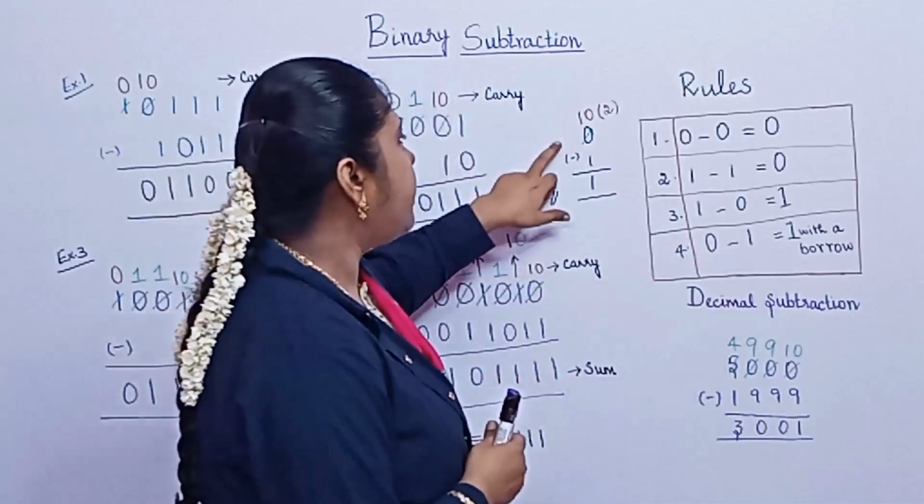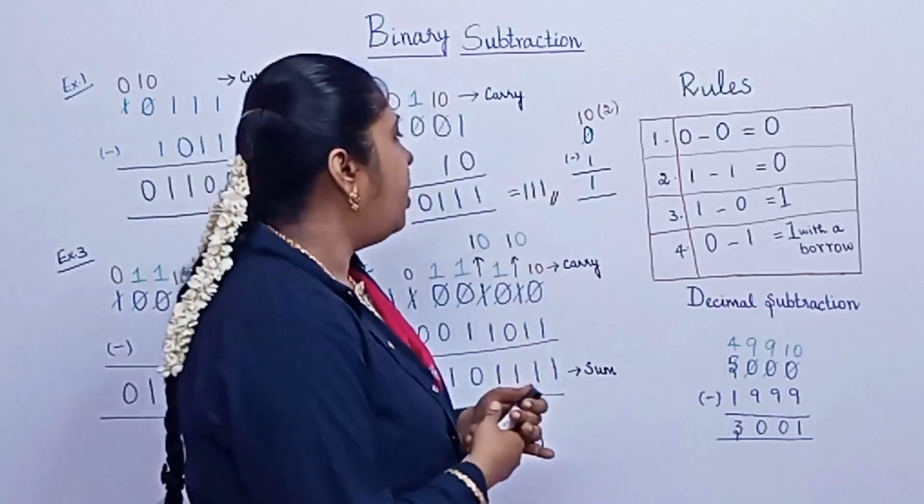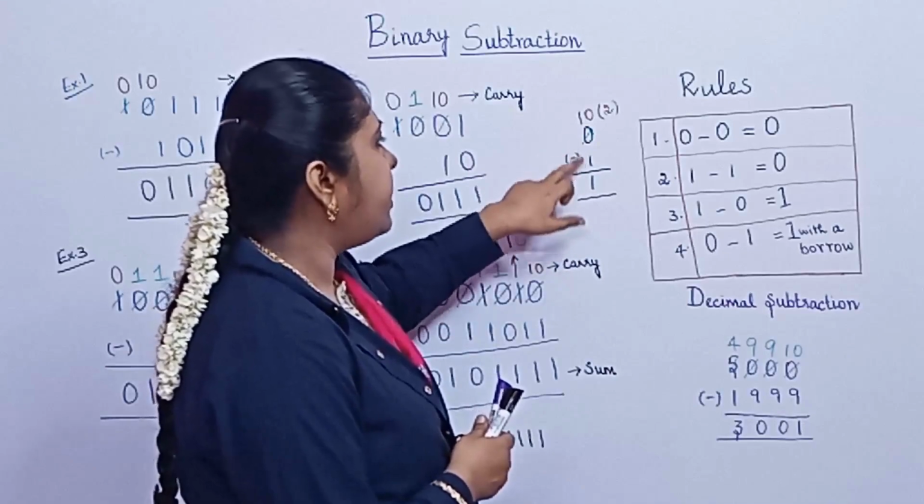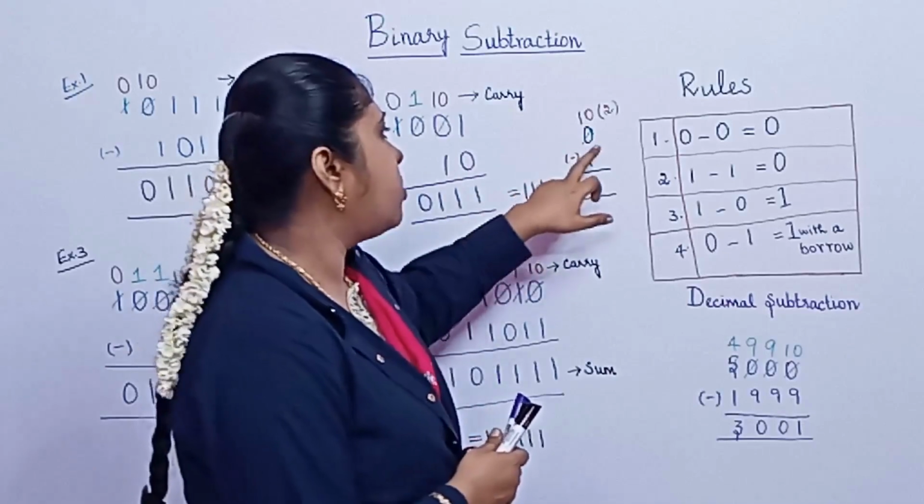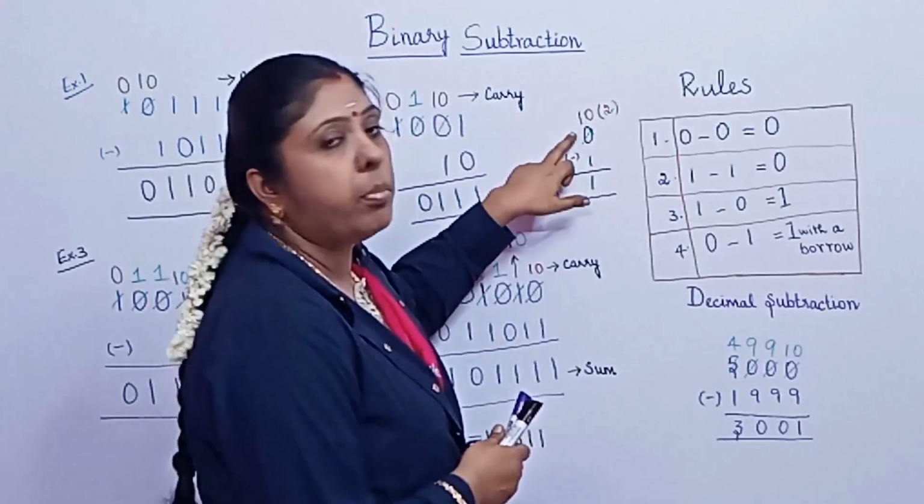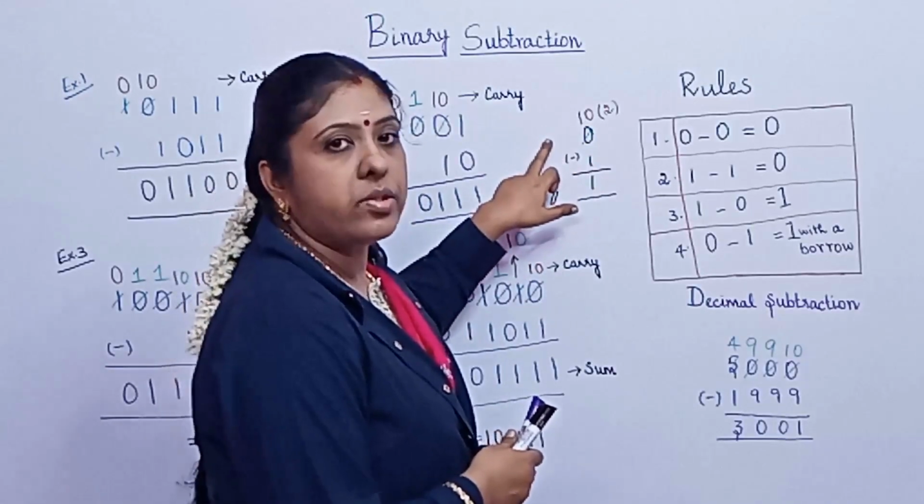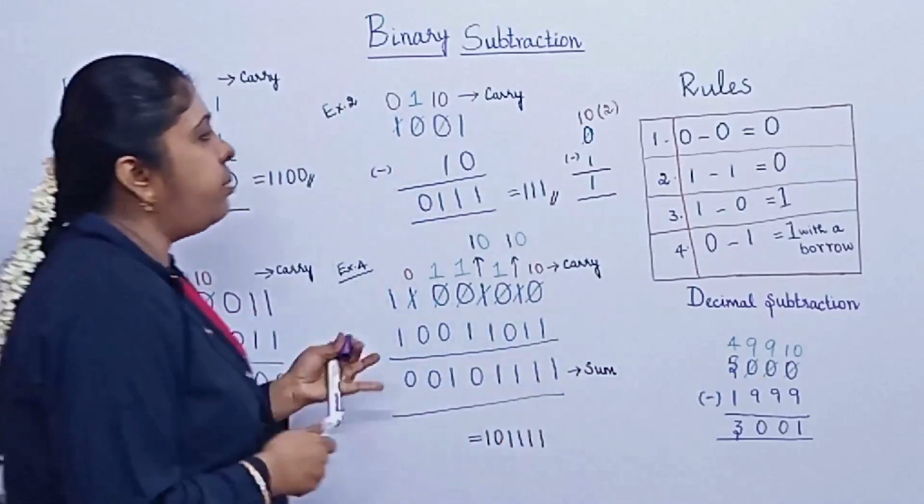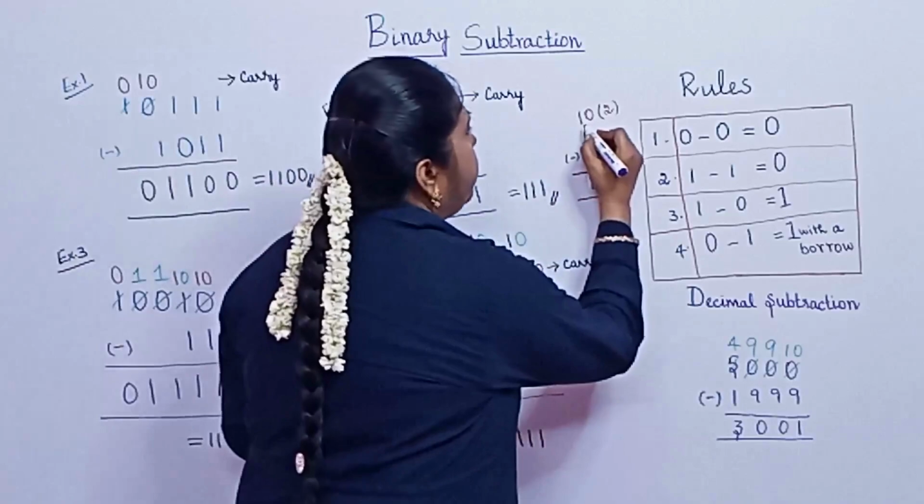Just remember this point. And then coming to the fourth rule, 0 minus 1. Here it is represented as 0 minus 1. 0 minus 1 cannot be done, so it has to be borrowed. The lower number is higher and the upper number is lower, so here it has to be borrowed.